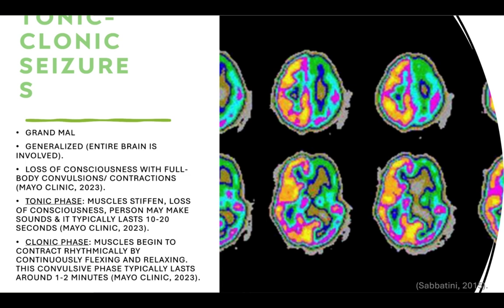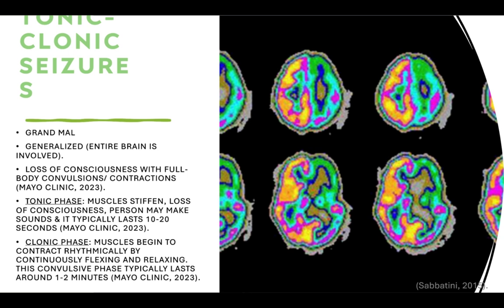Tonic-clonic seizures are formerly known as grand mal seizures and involve a full loss of consciousness and full body convulsions. The tonic phase comes first. This is the initial muscle stiffening and loss of consciousness, and the person may let out a loud cry or groan. This initial phase lasts about 10 to 20 seconds.